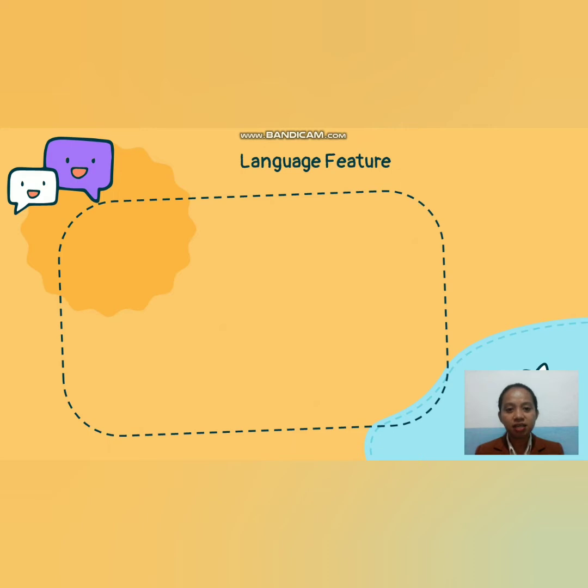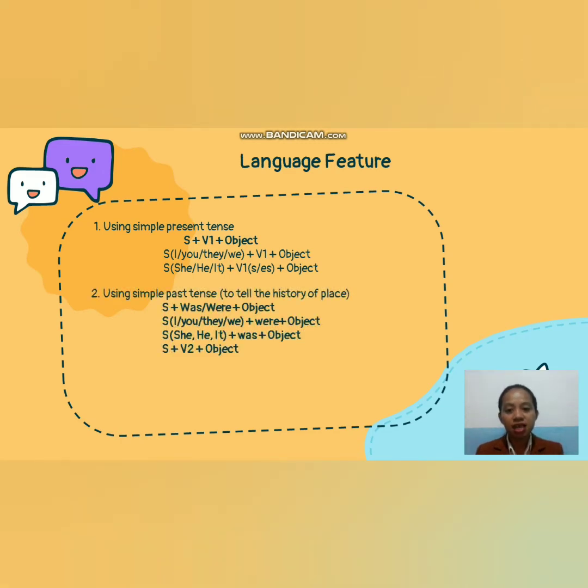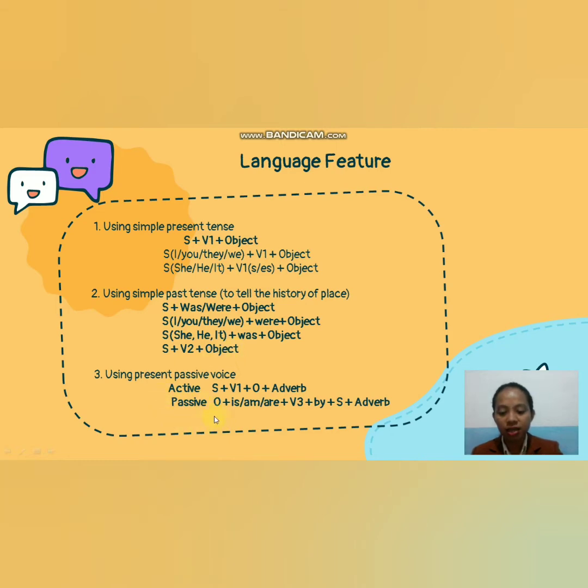Okay, students, the second element of descriptive text is language feature. If we want to write a descriptive text, we must use simple present tense. The formula here is subject I, you, we, they plus verb 1 plus object, while subject she, he, it plus verb 1 add s or es plus object. And then use simple past tense if you want to tell the history of a place. The formula here is subject plus was or were plus object, and then subject plus verb 2 plus object. Next, use present passive voice. The formula here is object plus to be am, is, are plus verb 3 plus by plus subject plus adverb.